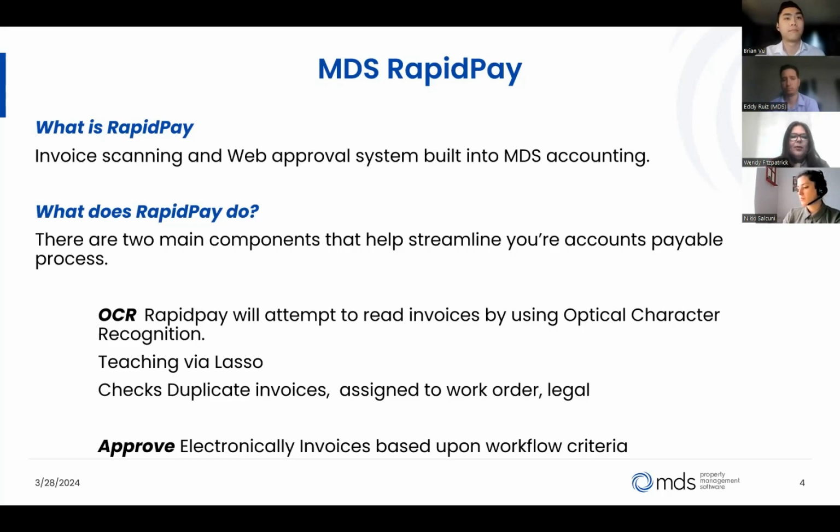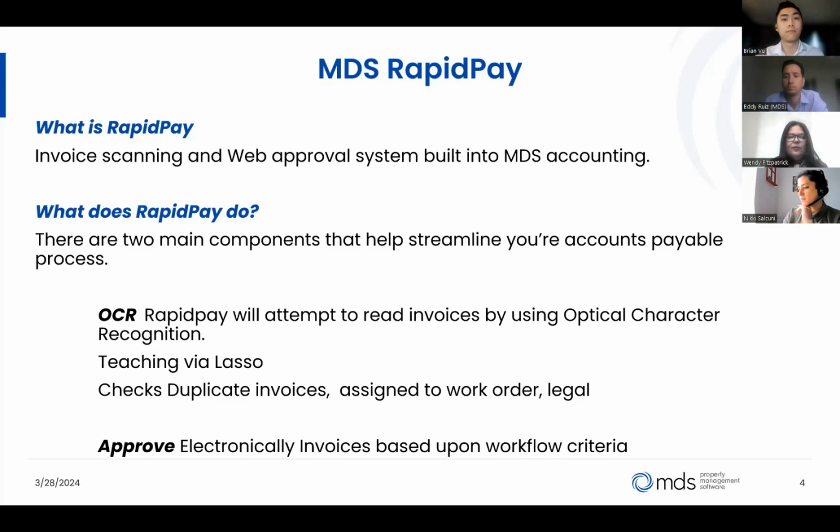There are two main components to RapidPay that help streamline your accounts payable process. The first is using optical character recognition, or OCR, which essentially attempts to read invoices that are getting scanned in. Now, the very first time that you're scanning invoices in from vendors, the system wouldn't know what company it belongs to, what vendor it belongs to. So the first month or two, there's a little bit more setup. We have this feature built into RapidPay called Lasso, which we'll get into in the demonstration, and it allows you to teach the system how to read off of those invoices.